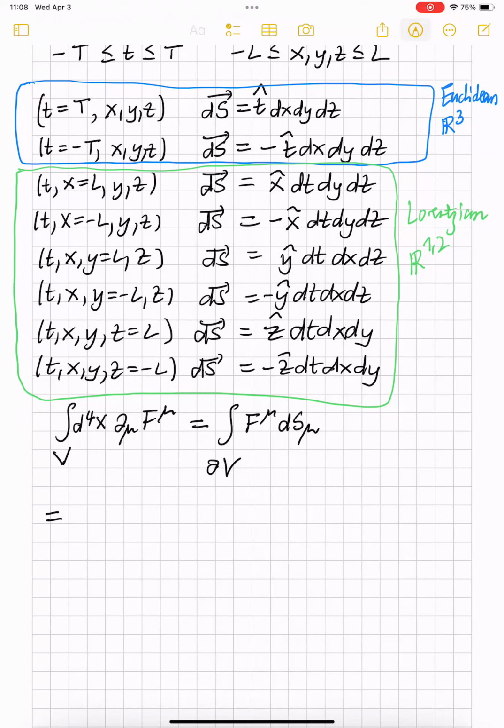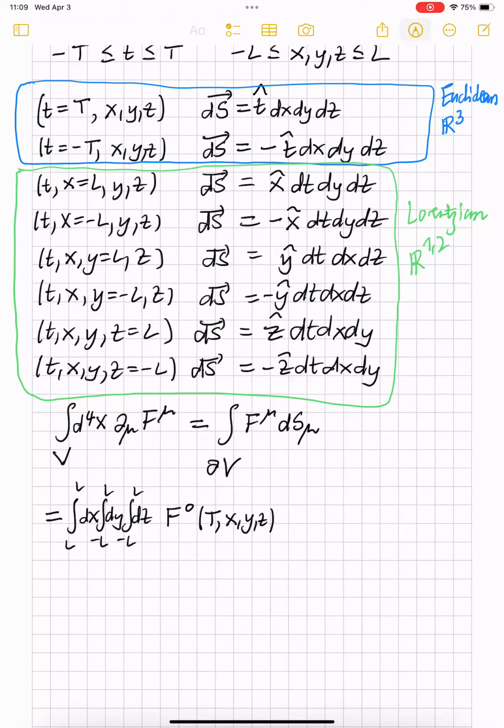So that integral will look like an integral over dx, dy, dz. Each of these runs from minus L up to L. And then we would have f^0, only the 0 component of dS is non-zero, to be evaluated at time T, and then at x, y, and z. Good. And the dS_0, the dx dy dz, is what's sitting there for the integration measure.